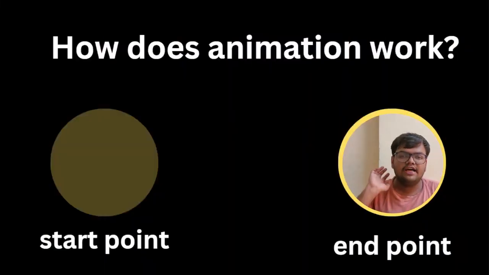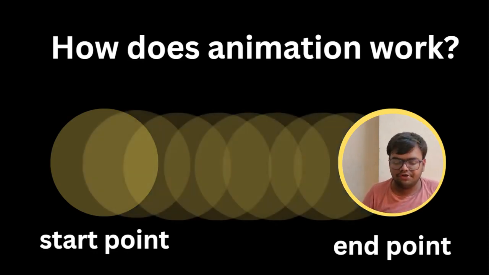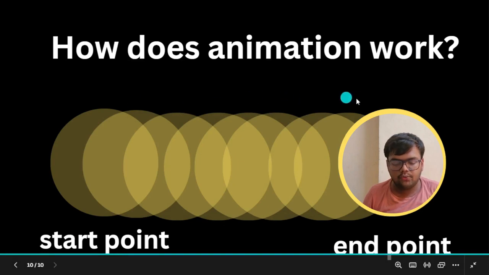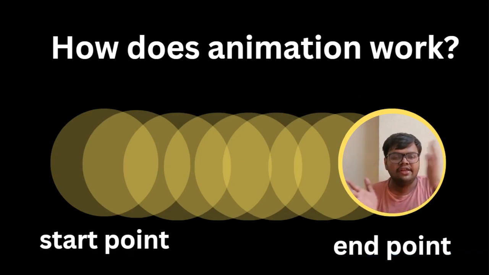Now let's understand how GSAP actually performs this animation. As we already know, we have a start point and an end point. What GSAP does is it creates multiple breakpoints within the animation. If I show you a visualization, it will look like this. It has multiple breakpoints between the animation and it just moves from one breakpoint to another, from the start point to the end point.